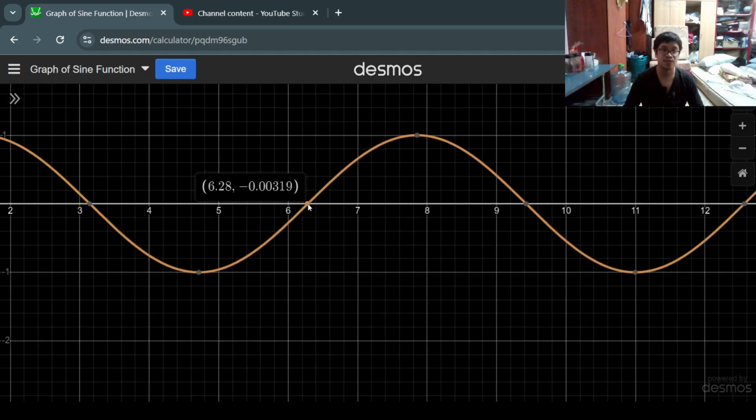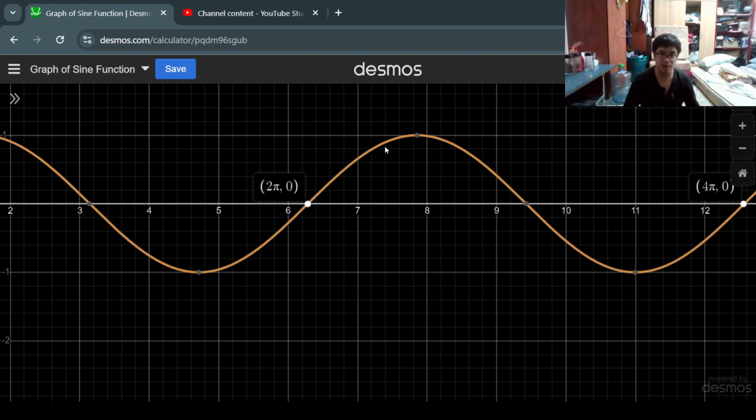The pattern repeats. From here, you stop right here. Then you're going to go up again and go down. Then you're going to stop right here again. Meaning, when you reach a length of 2 pi, the pattern repeats, which makes sense, all right? This is the 2 pi.